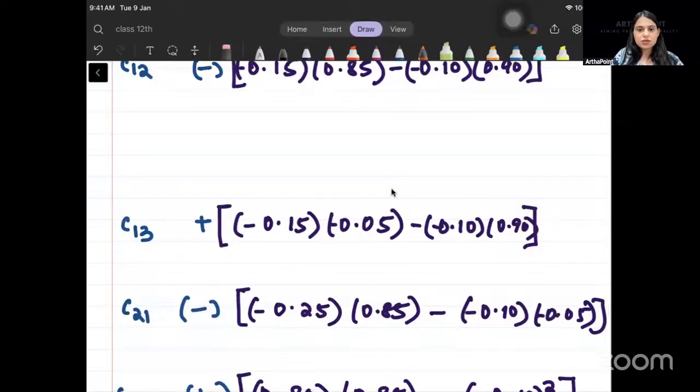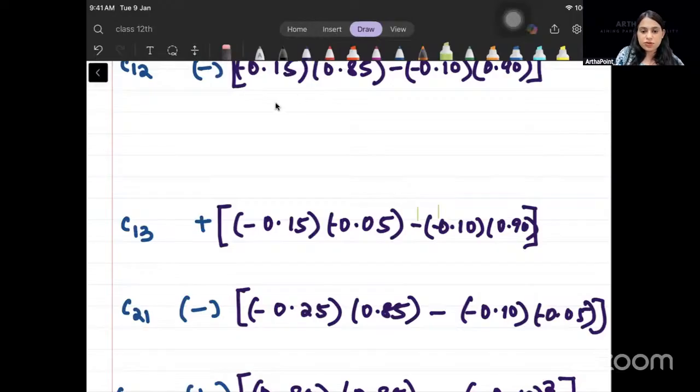I think it will not be 0.1325. Let's just check this. So it will be minus 0.15 into minus 0.05. This is 0.0075. And it is a plus because there is a minus here and minus here. So it will be plus 0.09. So this will be 0.0975. So that's the second value.